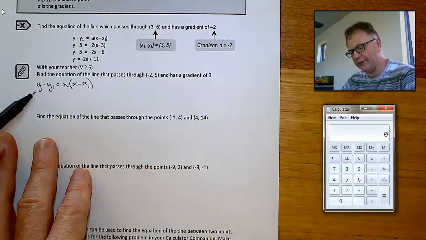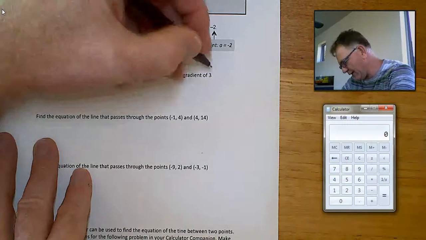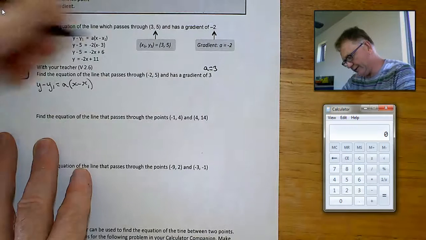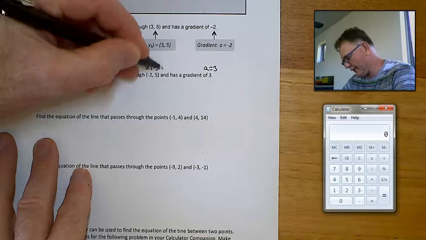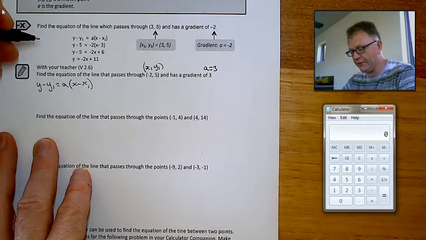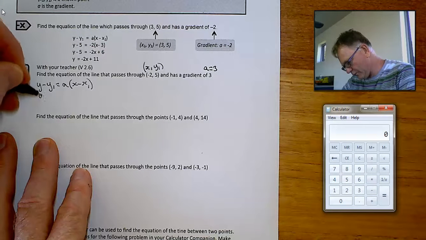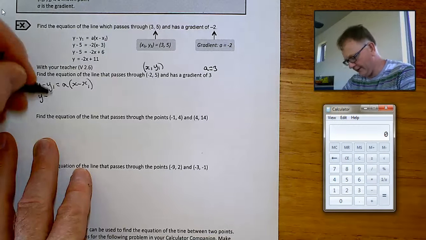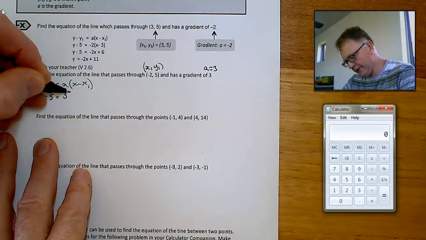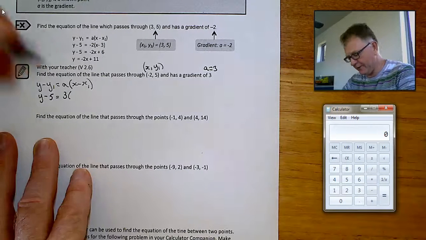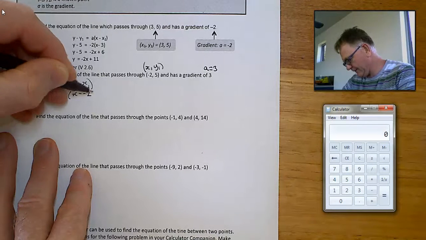Well, we're going to just substitute into this formula here. The gradient a equals 3, and we know that this is 1 point. This is the point x1, y1 on the line. So let's put that information into the equation here. Now, y minus y1 is 5 equals a, gradient equals 3, x minus x1. X minus x1 is minus 2.